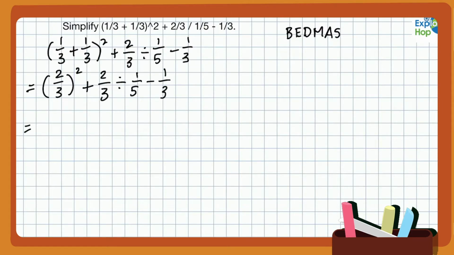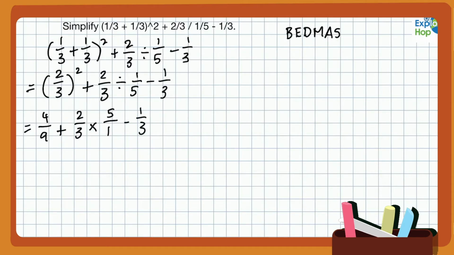So (2/3)² is equivalent to 2/3 times 2/3, which is equal to 4/9. So we have 4/9 plus, and let's go ahead and simplify the division while we're at it in this one. 2/3 divided by 1/5 is equivalent to 5/1 times 2/3 because we just need to flip this expression and change this operation to multiplication. So we get 4/9 plus 2/3 times 5/1, change it to multiplication and flip the fraction, minus 1/3.